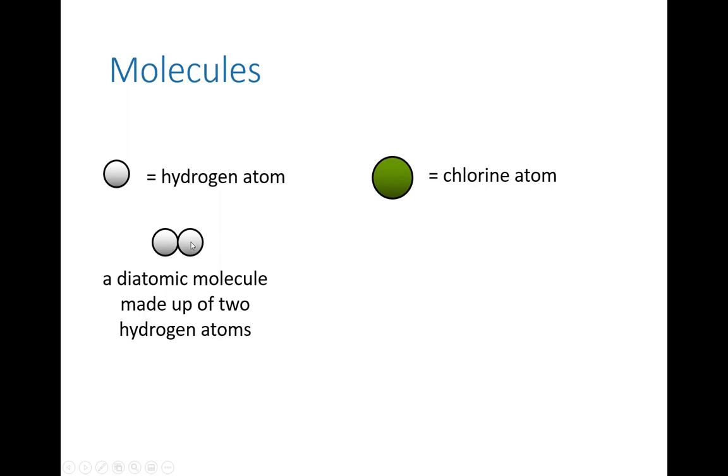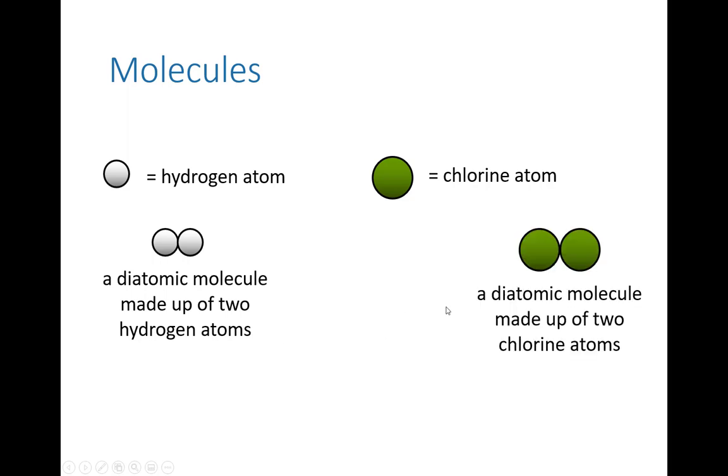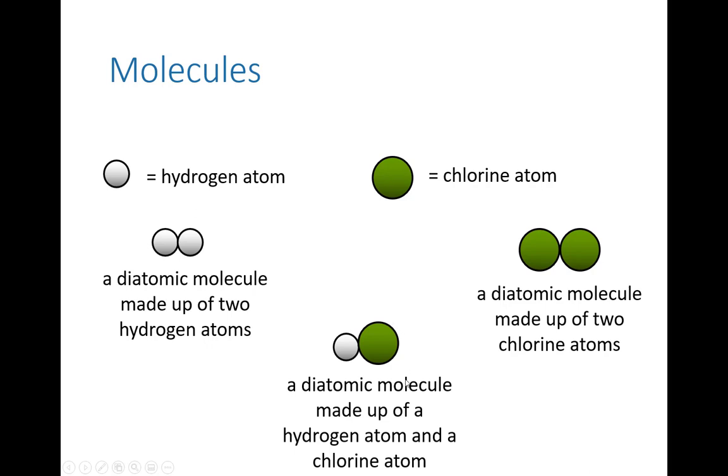And then when I join atoms together, they form molecules. And specifically, this is called a diatomic molecule because it has two atoms, two hydrogen atoms specifically. And I can do the same thing here with chlorine. This is a diatomic molecule because I'm showing them joined together. And then I could make a diatomic molecule of hydrogen and chlorine.